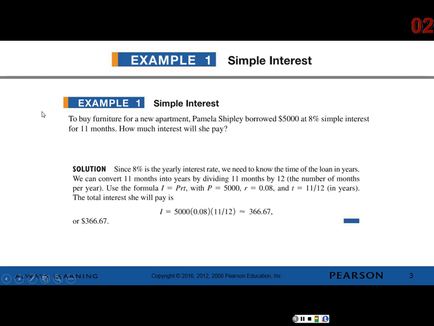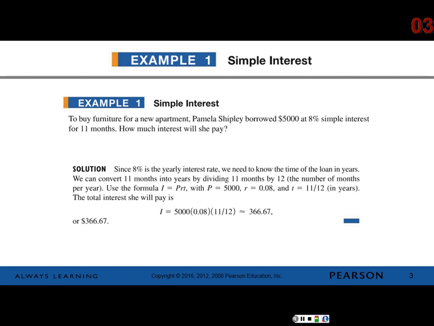So the way that you do this problem is 8% is the yearly interest rate. In the simple interest formula, it has to be the yearly interest rate because the time is in years. We need to know the time of the loan in years. So we're going to convert 11 months into years by dividing 11 by 12 and then use the formula with P is equal to 5,000, R is equal to 0.08, and T is equal to 11 over 12, and there's no reason to convert that to a decimal. You can put that in as a fraction. Just put 11 divided by 12 inside parentheses.